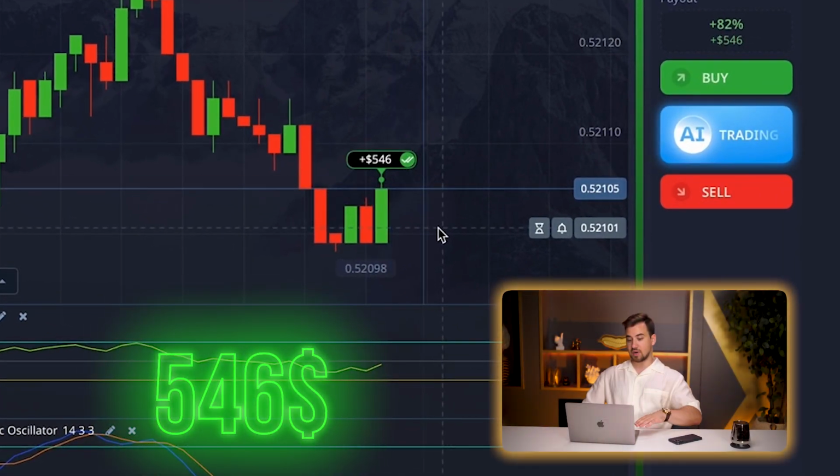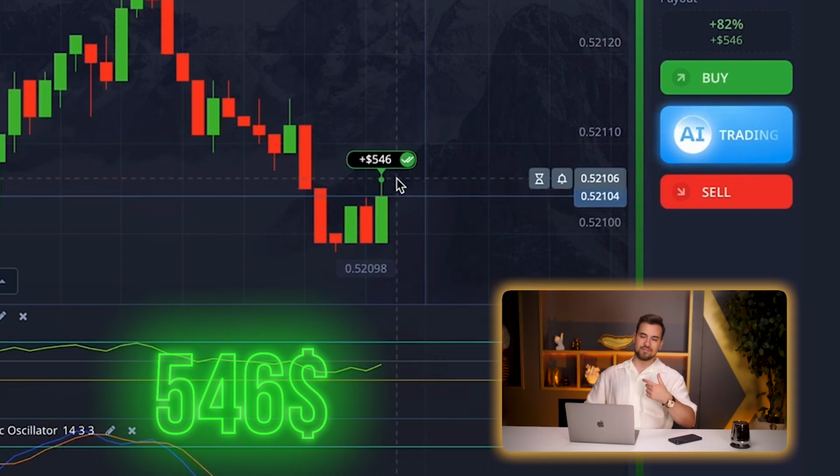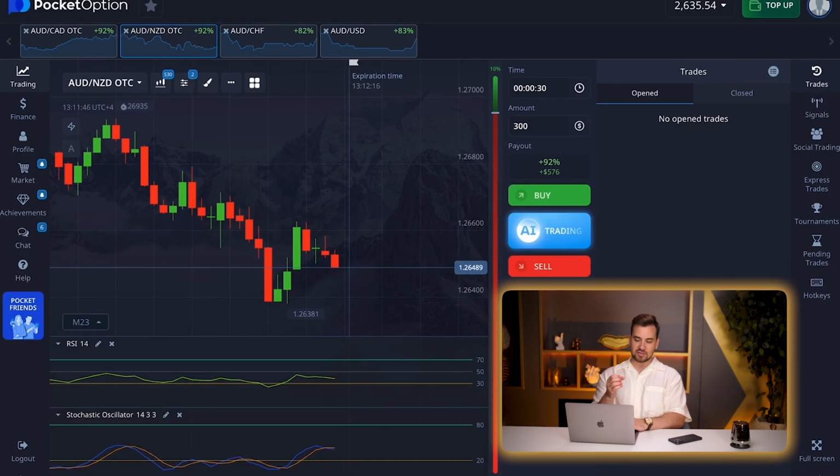And trade closes in profit. Second winning trade in a row. Let's keep going. Patience is part of the strategy. The market always rewards those who wait for the right moment. The third trade is Australian dollar and New Zealand dollar.